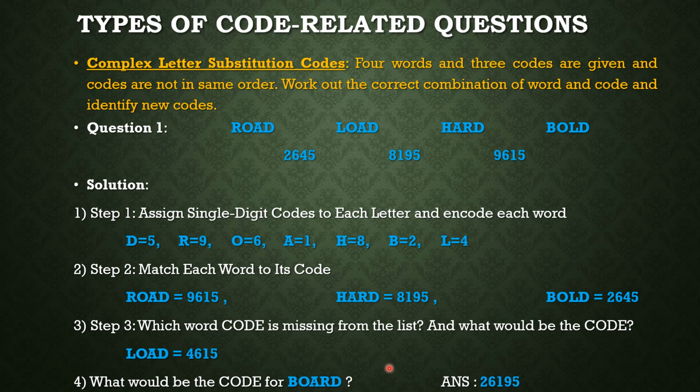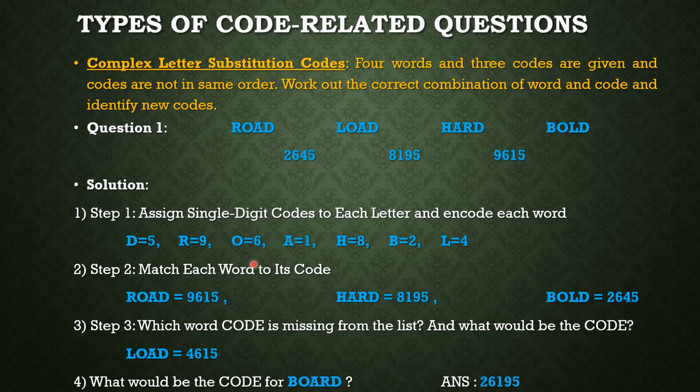They may also ask for a code for another word which is not there in this question. Like in this case, they have asked what should be the code for board. But whatever they are going to ask, it should have all the letters from our finding list, so it won't be coming from outside. In that case, it's very easy to identify the code here.